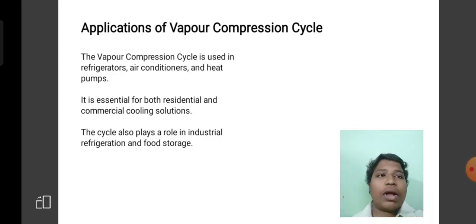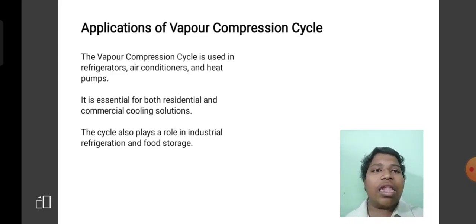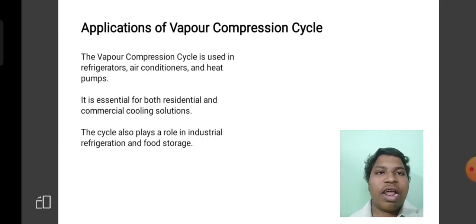Applications of vapor compression cycle. The vapor compression cycle is used in refrigerators, air conditioners and heat pumps. It is essential for both residential and commercial cooling solutions. The cycle also plays a role in industrial refrigeration and food storage.